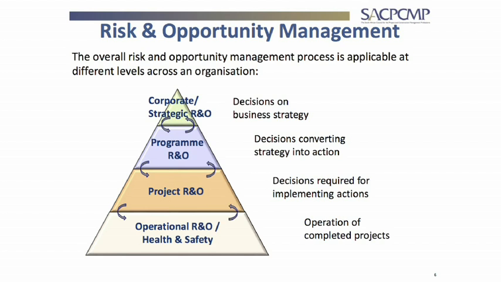So with regards to overall risk and opportunity management and the process, it will be applicable throughout the entire organization. And of course, the organization would have various levels. So if we would, for example, start at the top, we always have corporate and strategic, and these decisions are made looking from a business strategy point of view. So what's good for the business, what will make the business grow, what will be financially beneficial to the business. So those usually happen at the top from a corporate strategic point of view.